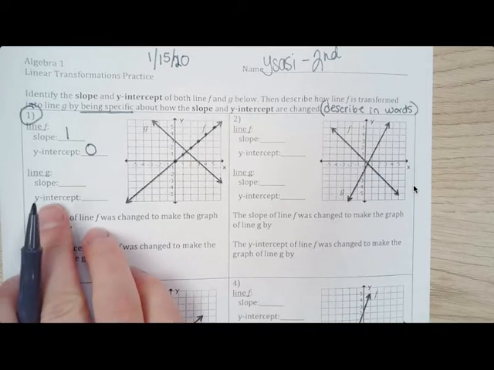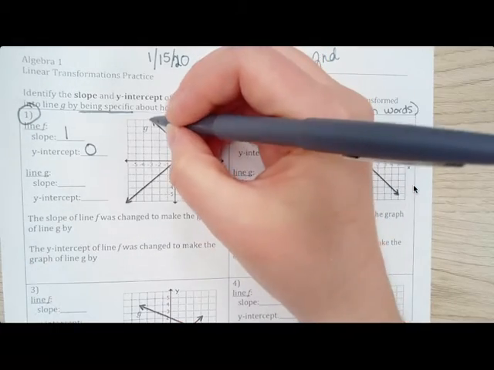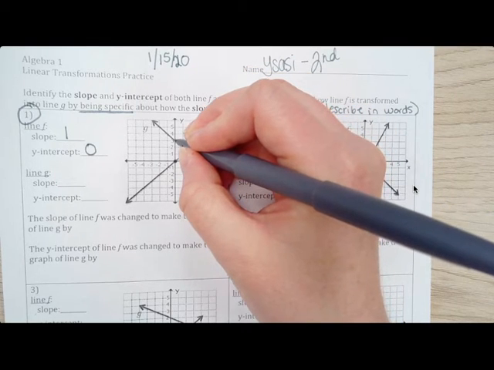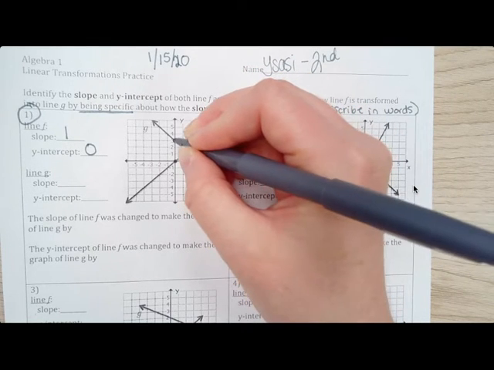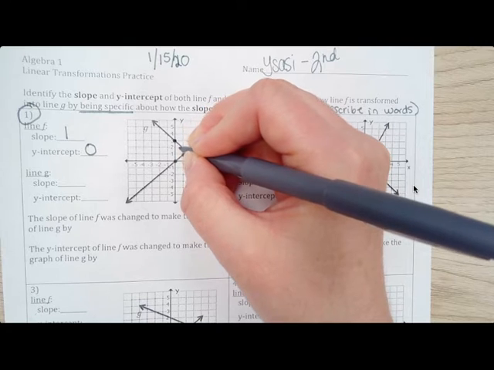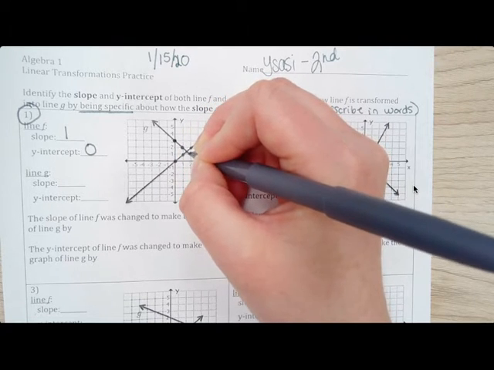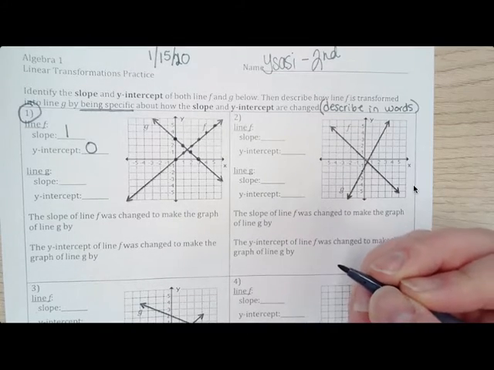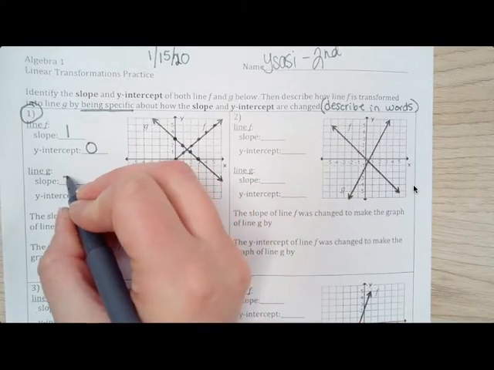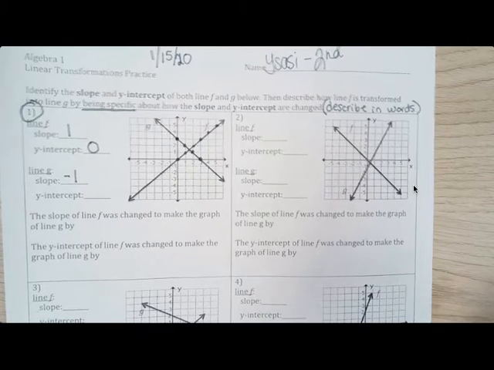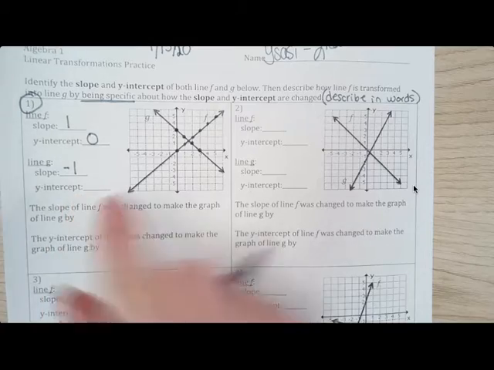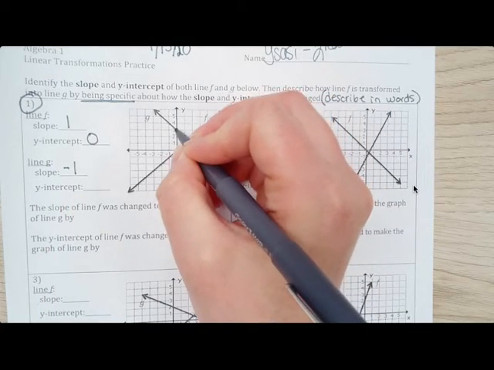Okay, now we'll look at line G. This one looks like it's going downhill. So let's find a point. It looks like it goes through at 3. And then it goes down 1 over 1, down 1 over 1, down 1 over 1. So down 1 over 1 would be negative 1 over 1 or just negative 1. And my y-intercept on G is 3.